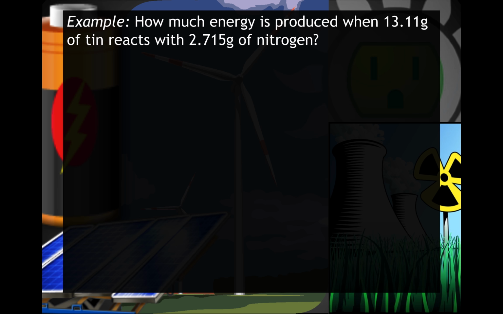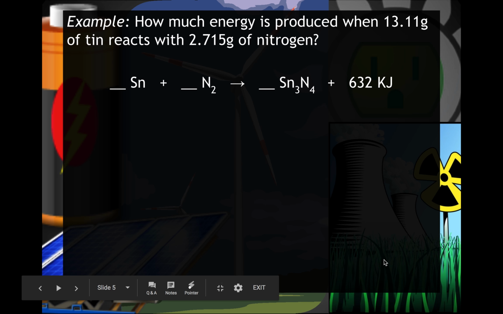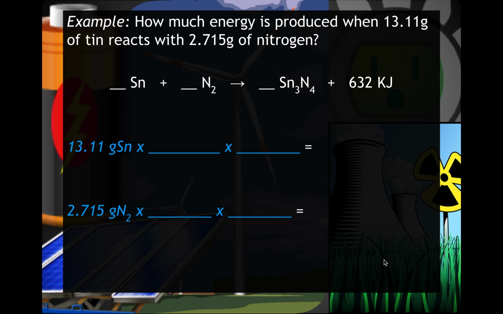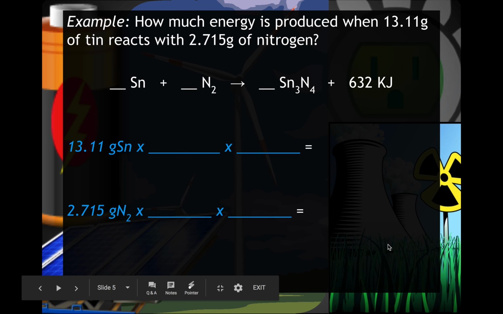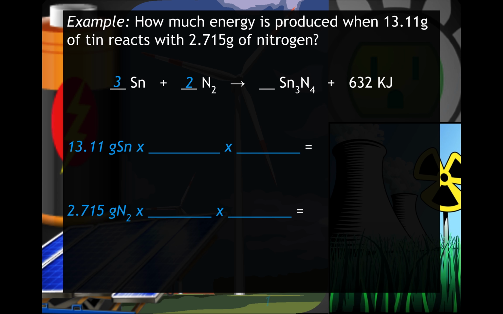Let's look at one more. How much energy is produced when 13.11 grams of tin reacts with 2.715 grams of nitrogen? Here's our formula, and the first thing we're going to need to do is balance it. And then plug in what we have as far as the mole ratios. So when this is correctly balanced, you're going to have 3 moles of tin to 2 moles of nitrogen. We'll produce 1 mole of our tin.